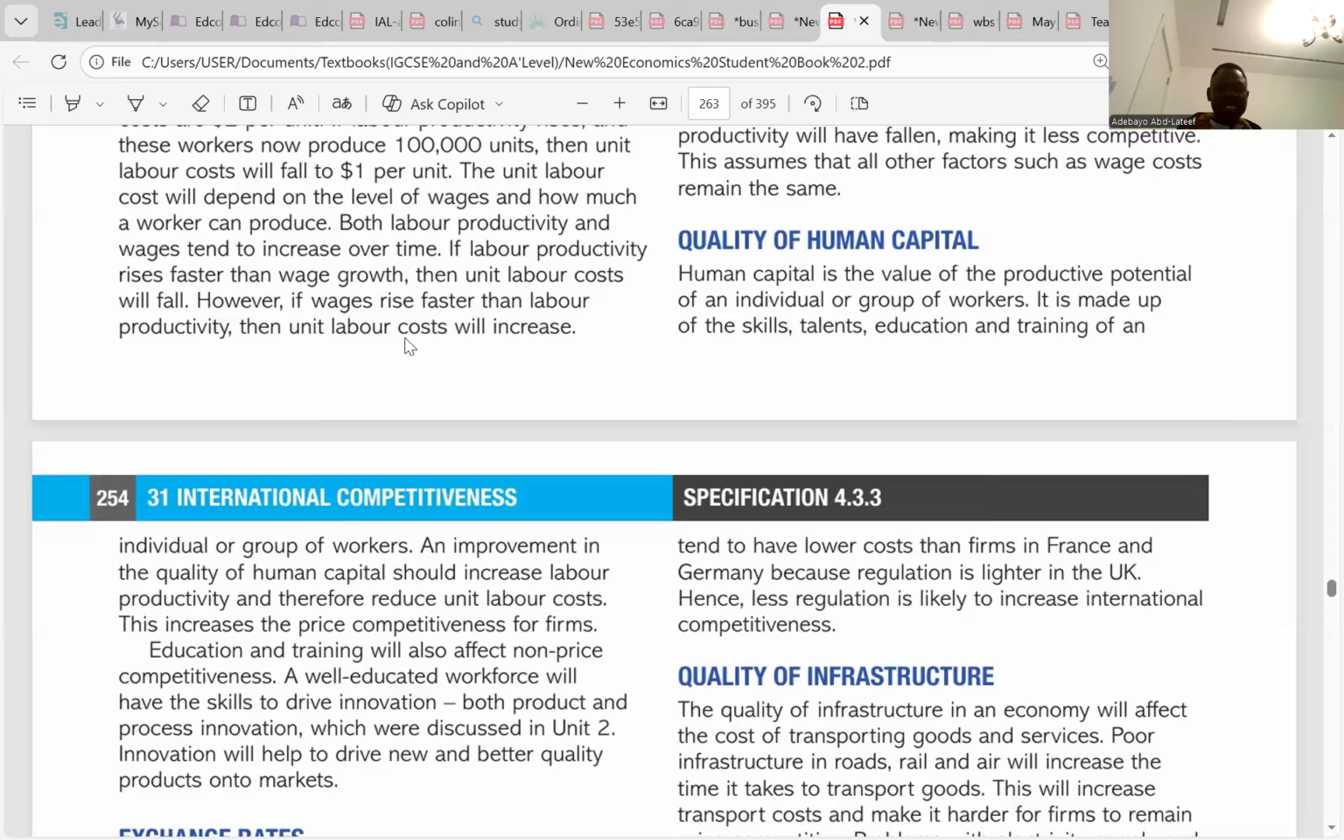Another factor that improves human capital is education and training. A well-educated workforce will drive innovation because they are educated. They come up with new ideas, new methods, new ways of improving existing operations. And this simply means they might have a competitive advantage over their competitors. So another factor that influences international competitiveness is the quality of human capital. So if the quality of human capital is improving, it is expected that such a country is going to have a competitive advantage over its competitors. I think that point is clear there.